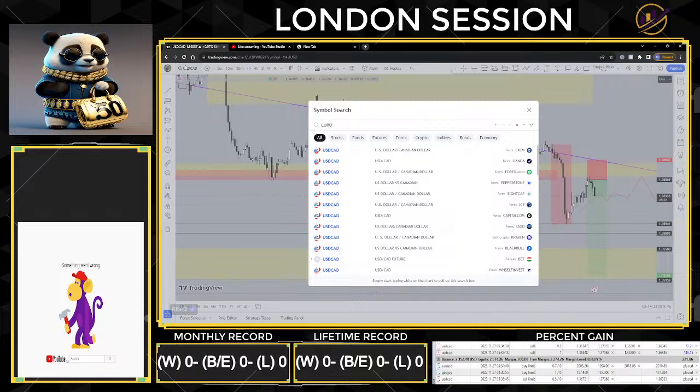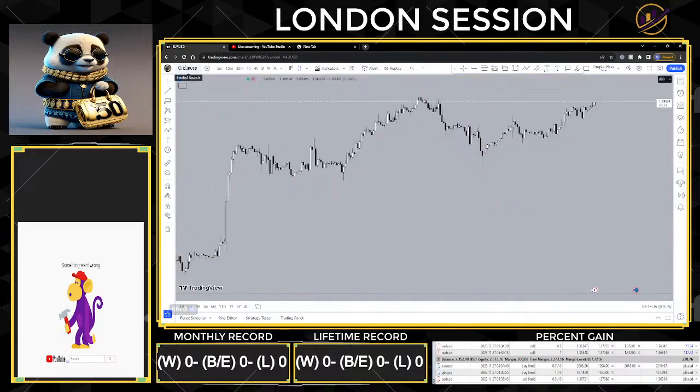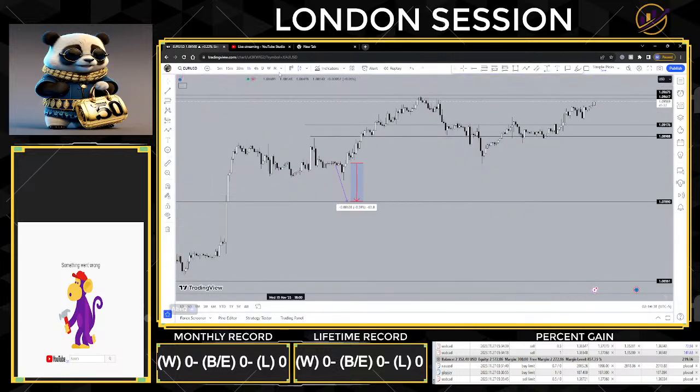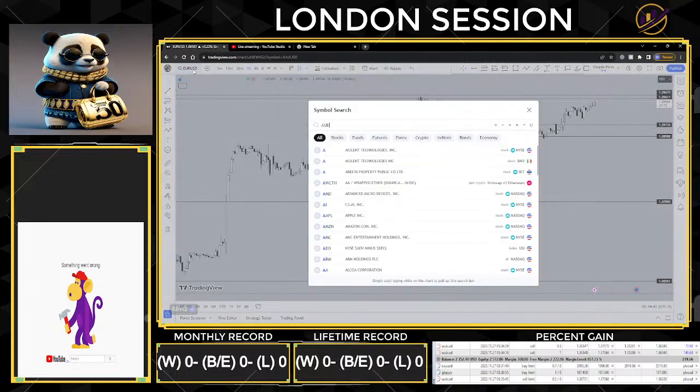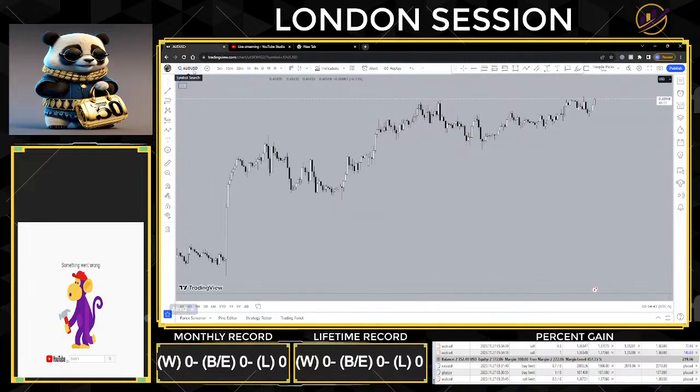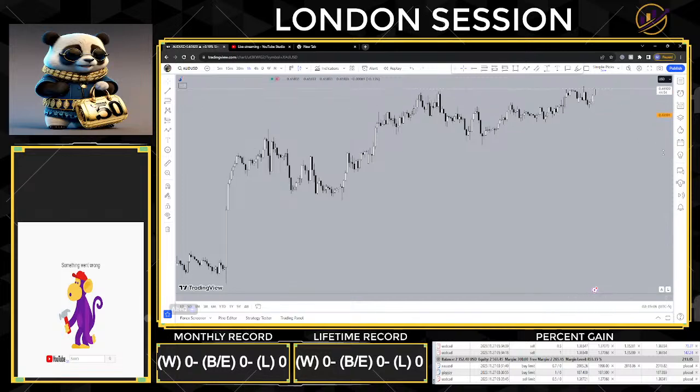Euro USD looks like a clean long. AUD USD looks like a clean long too. I will be looking for longs on AUD USD as soon as the market gives us some sort of pullback, just because we already pumped hard. 1.658. Gotta go a little lower for an entry on AU.